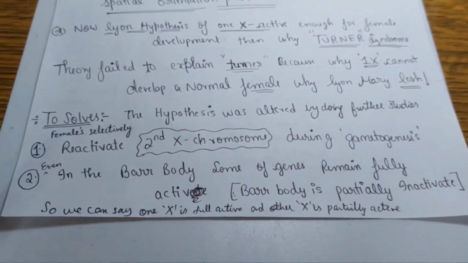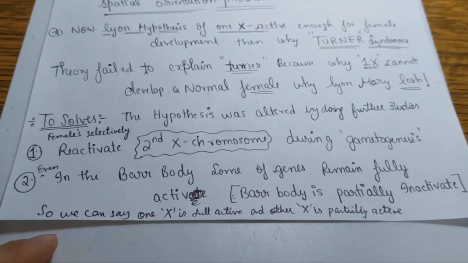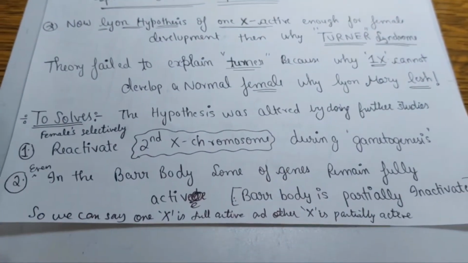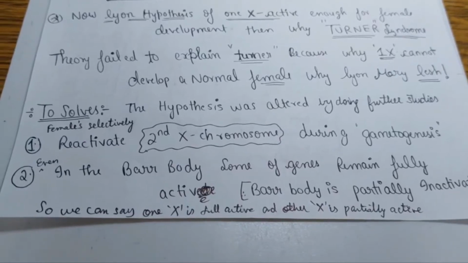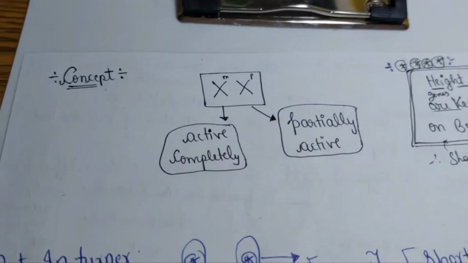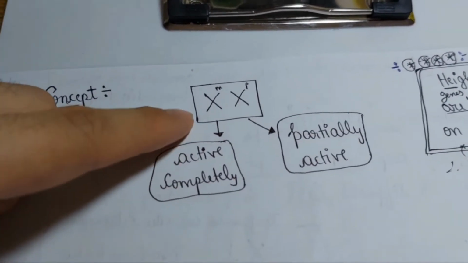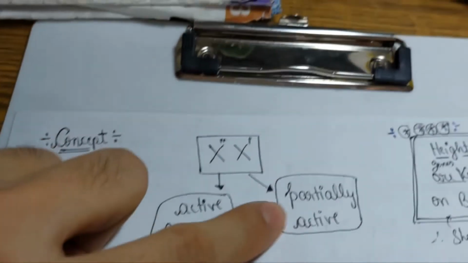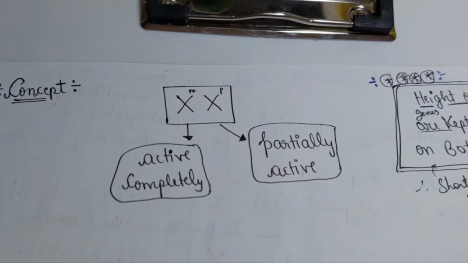So now we can say that the new Lyon hypothesis is that one X chromosome in a female is fully active and the other X chromosome is partially active. According to the new concept, one X, either paternal or maternal, in some cells is going to be fully active, while the other is going to be partially active.